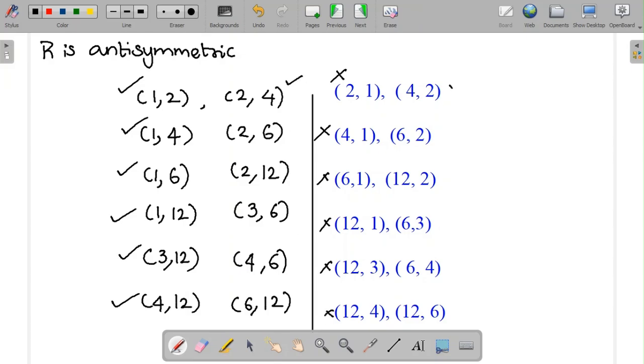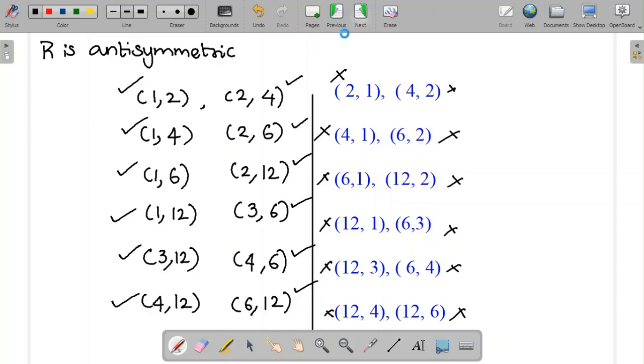(2,4), but not (4,2). (2,6), but (6,2) is absent. (2,12), (12,2) is absent. (3,6), (6,3) is absent. (4,6), (6,4) is absent. (6,12), (12,6) is absent. So for every element A and B, we never have both pairs (A,B) and (B,A) as part of the relation. Therefore, it's quite obvious that our relation R is definitely antisymmetric.